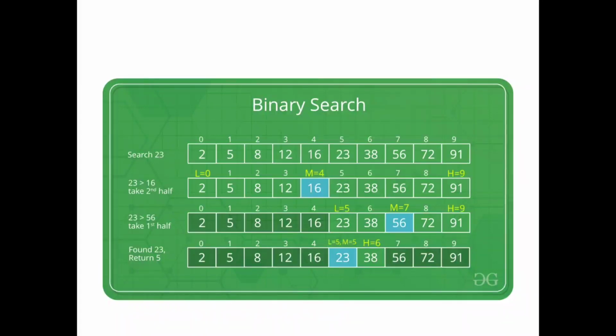You can see here in the fourth diagram, the low value is nothing but 23, occupying the fifth position, and the high value is nothing but 38. We have to find out the mid value: low plus high by 2, that is 5 plus 6 by 2, that is 11 by 2. 11 by 2 is nothing but 5, so the mid value is nothing but 5.